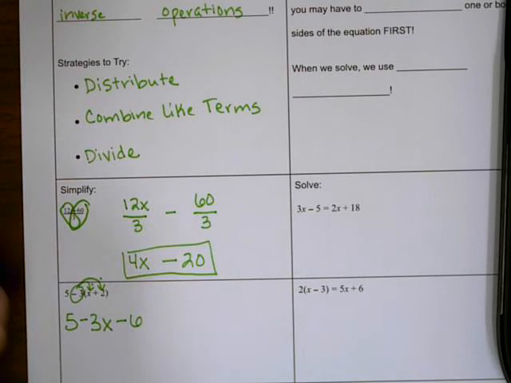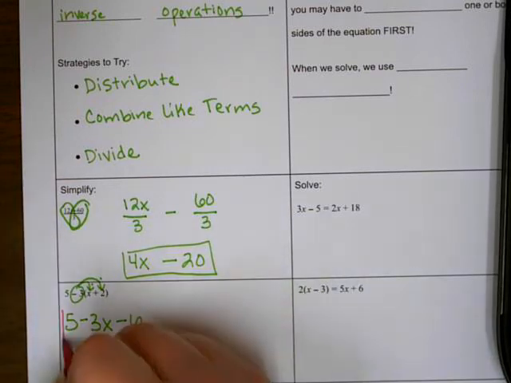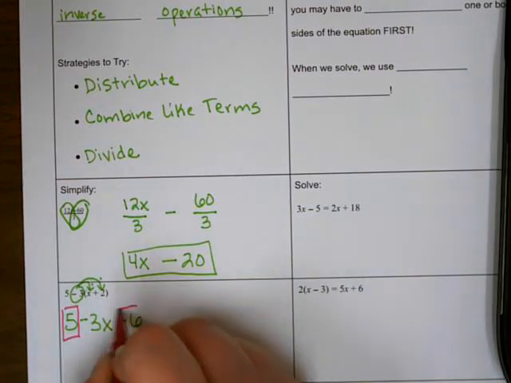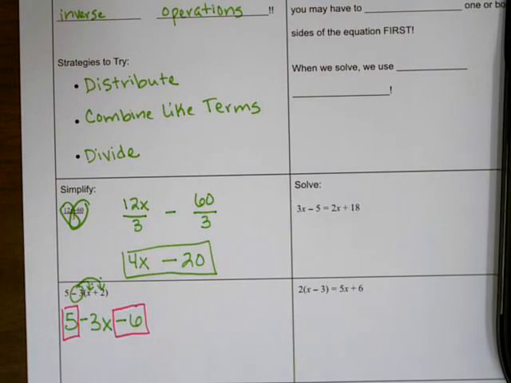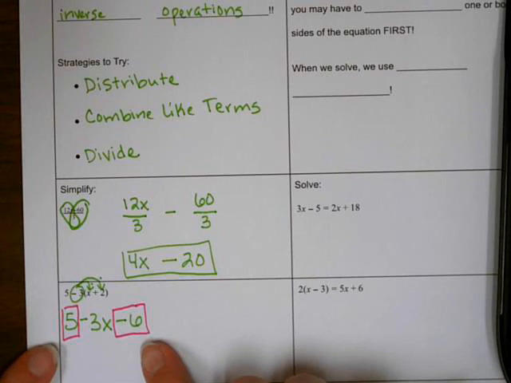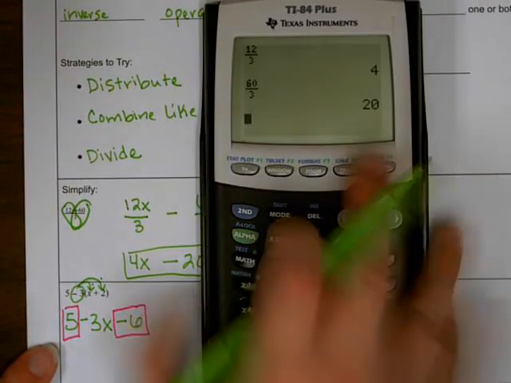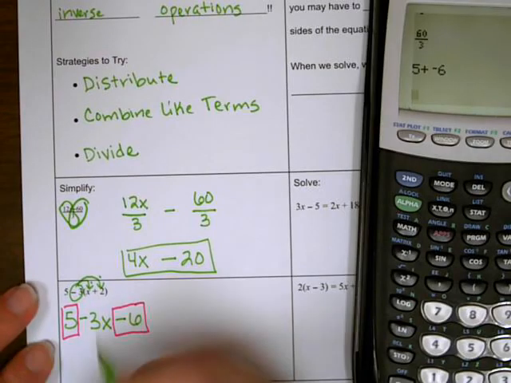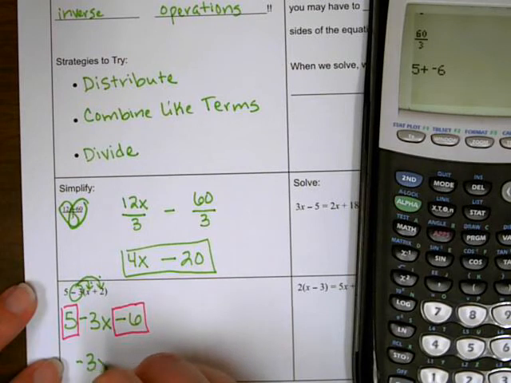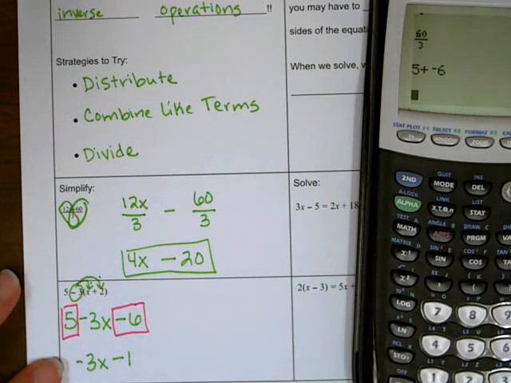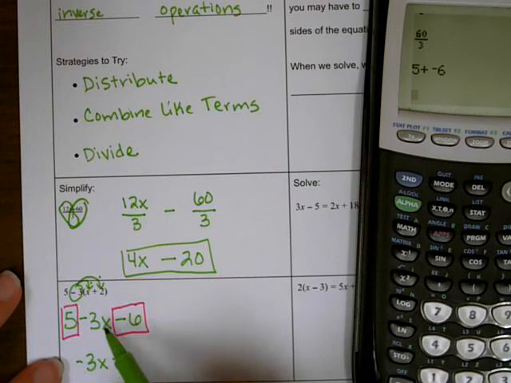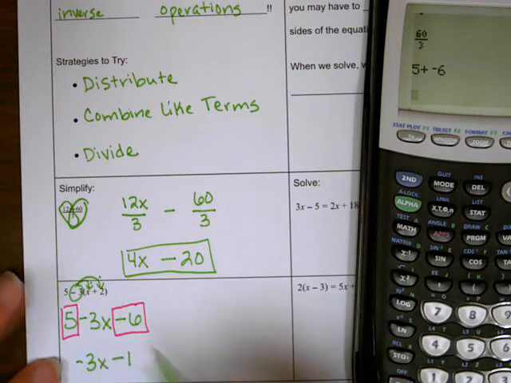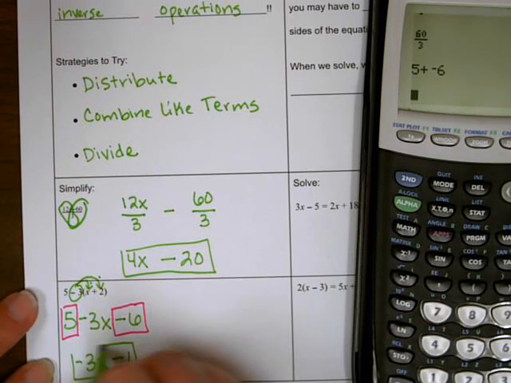So now I can see that there's a 5 and a negative 6. Those are both like terms because they're both just constants. They're both just numbers. When we combine like terms, we add them. So in our calculator, we're going to do 5 plus negative 6, and we get negative 1. That means our answer here is going to be negative 3x minus 1. The negative 3x didn't have any like terms, so it's just going to come on straight down. And this is our simplified expression.